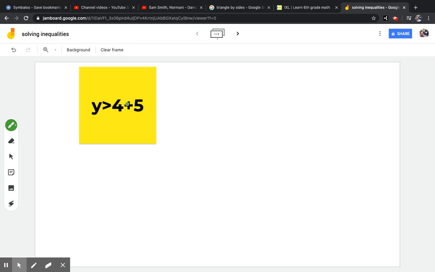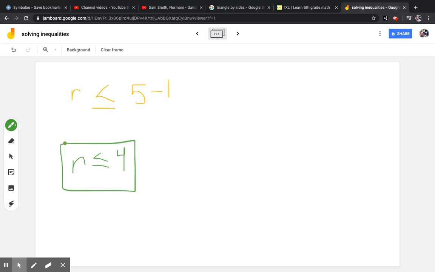So you can pretend that this is an equals to sign if you want, and then later you can worry about if it's greater than, less than, all that stuff. So just solve it like normal. If you can think of it in your head as y equals 4 plus 5, then just solve it simply like that. So 4 plus 5 is 9, so my equation would be y is greater than 9. And that's it. That's really how you solve an inequality. Let's do another one. R is less than or equal to 5 minus 1. So R is less than or equal to 5 minus 1 would be 4. And that's my answer.